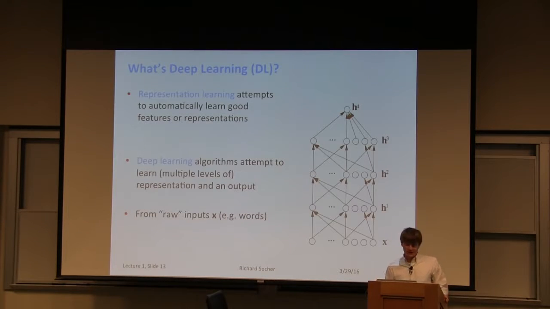Now, in deep learning, we'll basically try to learn these representations. And you can see deep learning as a type of representation learning, which essentially attempts to automatically learn these features or representations by giving it the raw data. Raw data in the case of images was just the raw pixels. In our case, it will be just the raw words, or even lower level, just the raw characters.